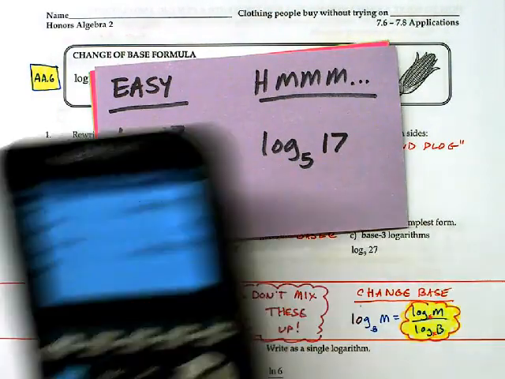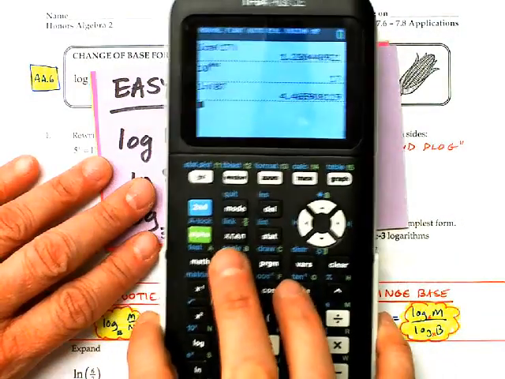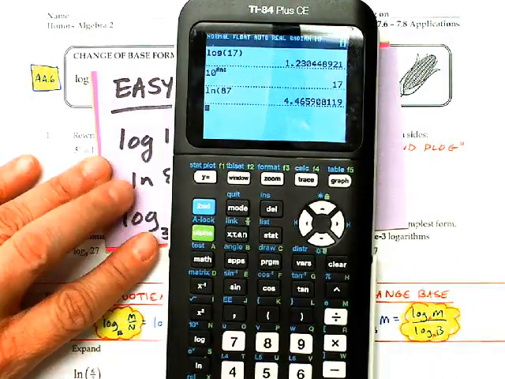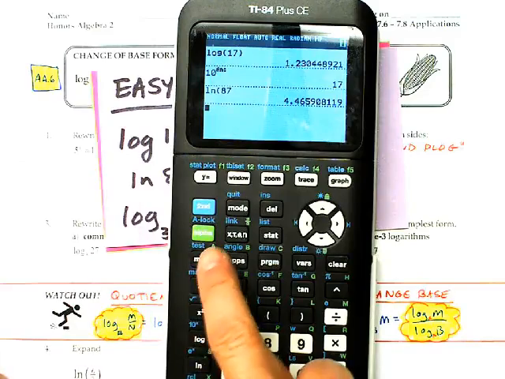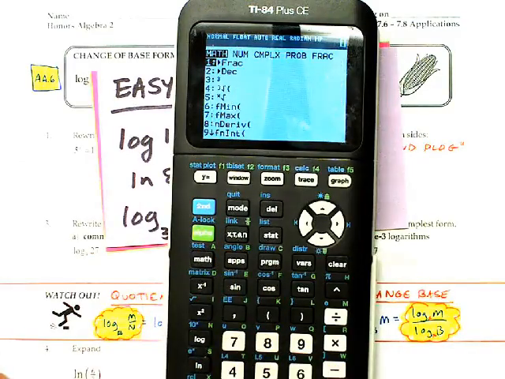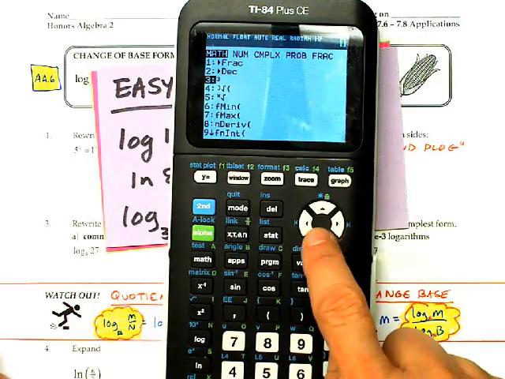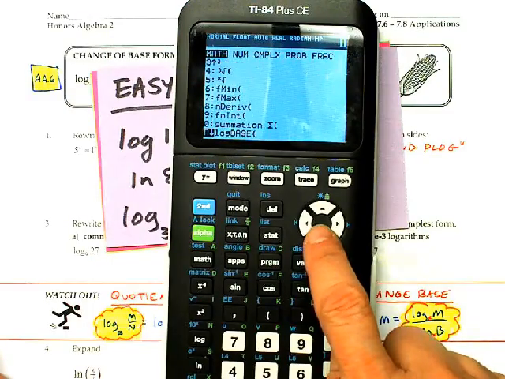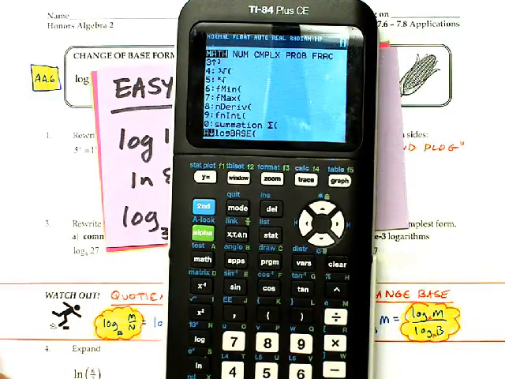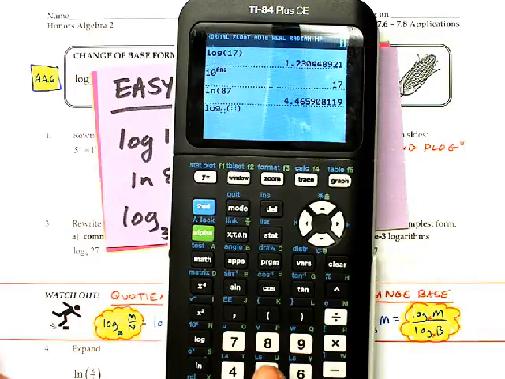Now, if you do have a fancy newer calculator, you actually can compute log base 5 of 17. I'll show you how. Go into the math menu, arrow down to logBASE. Select the base, and that lets you input the base of 5 and the argument of 17, and we get about 1.76-ish.